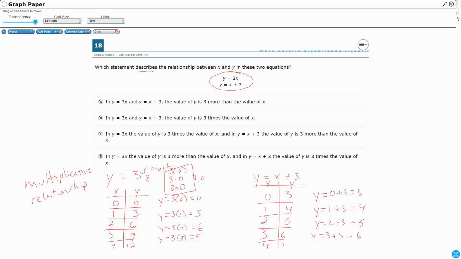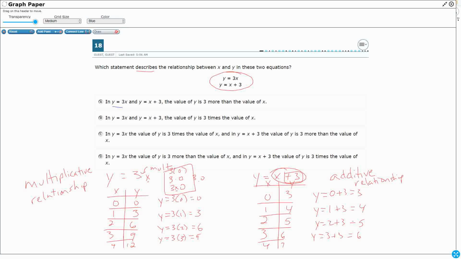So take a look at what's happening to my y's, right? 3, 4, 5, 6, 7. The y's look like they're going up 1, but what's really happening here is that relationship between the independent and the dependent variable. This is what we call an additive relationship because I am taking my independent variable, x, and I'm simply adding 3, and that's getting me my y. So let's look at our answer statements here.